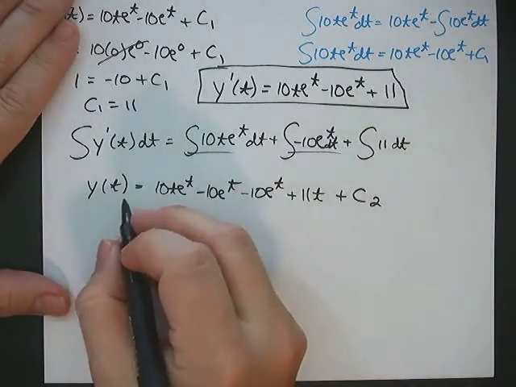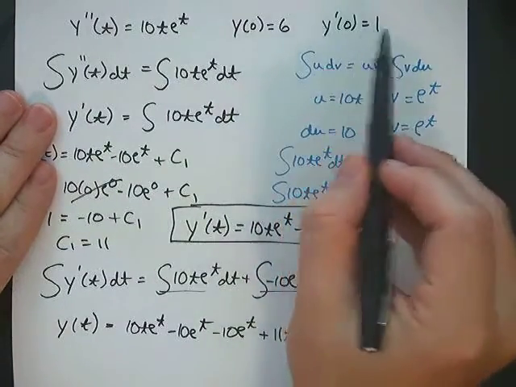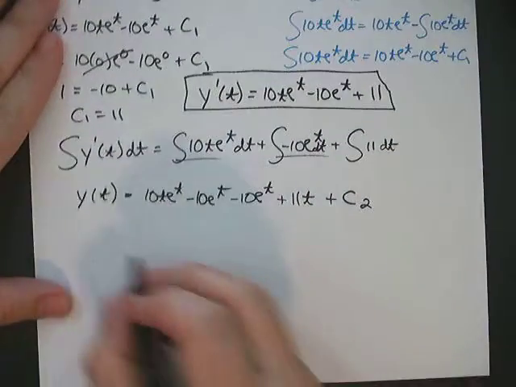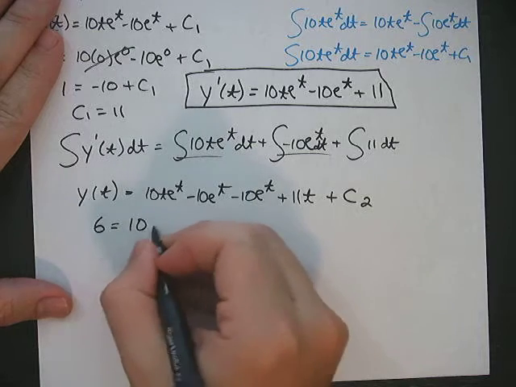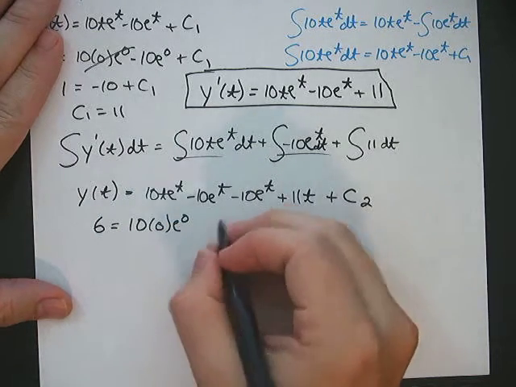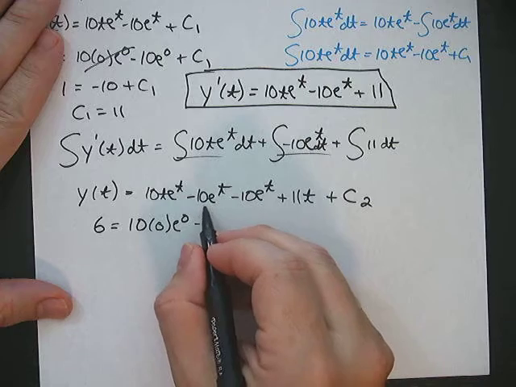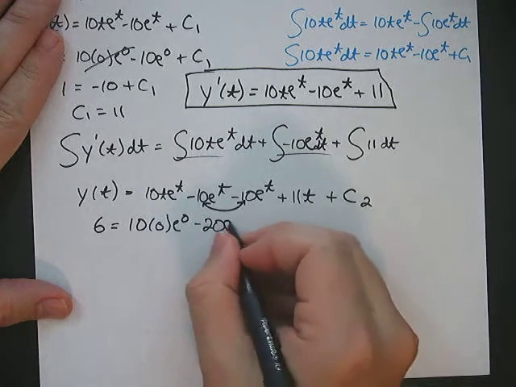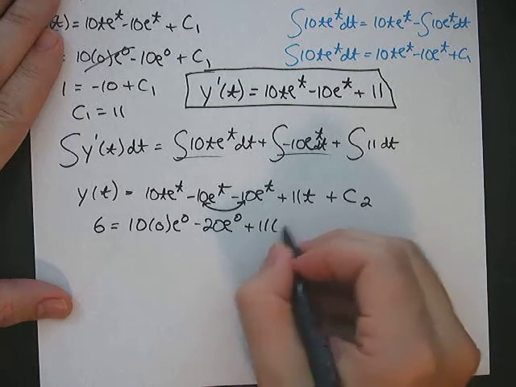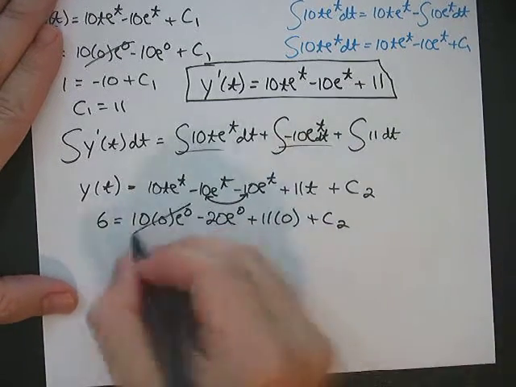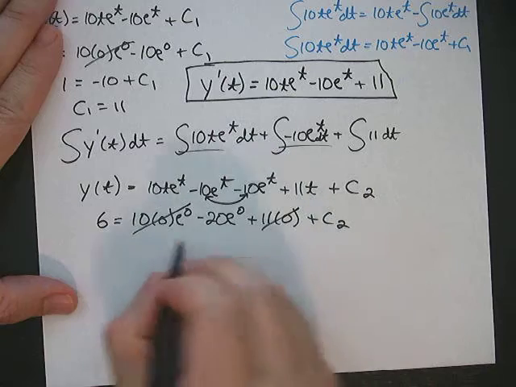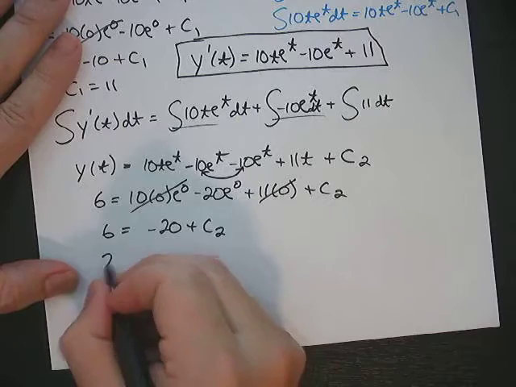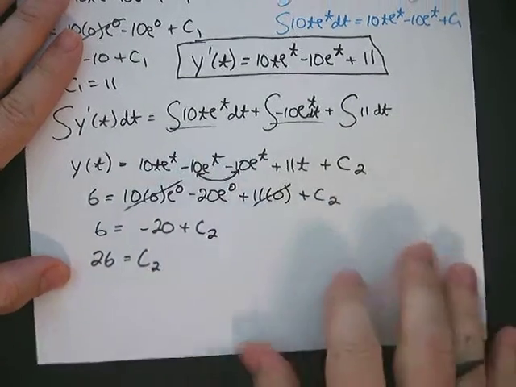So now we're going to use, just like last time, we used this number. This time we're going to use this number. Plug in a 0 for all the t's and set it equal to 6. So 6 is equal to 10 times 0 e to the 0 minus, we can combine these if we want. That's 20. So minus 20 e to the 0 plus 11 times 0 plus c2. This one goes away, this one goes away, and this one becomes negative 20. So 6 is equal to negative 20 plus c2, so 26 is equal to c2.